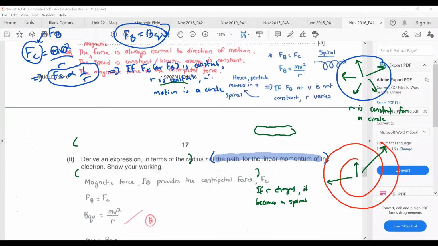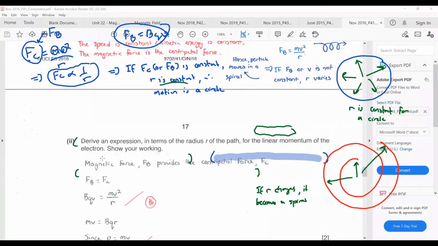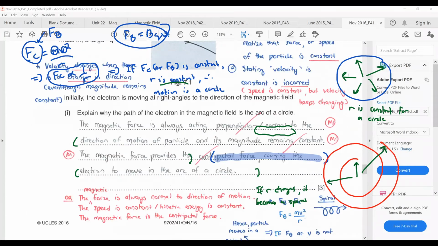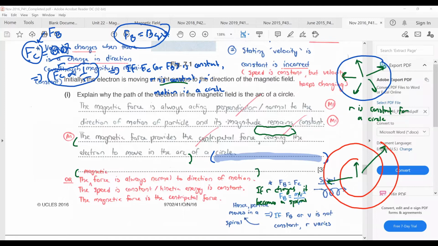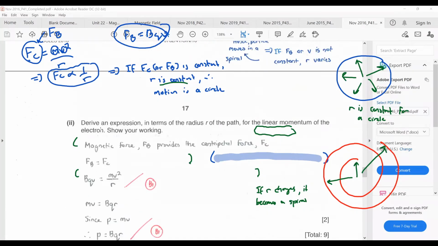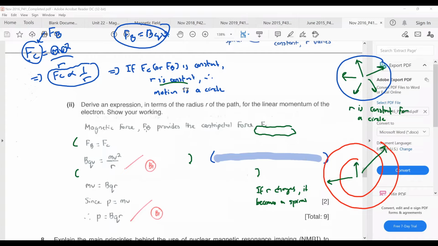Okay, then the other thing I'll just mention here is for part 2, they say derive an expression. If you guys haven't copied this, no worries. This one you can copy from Google Drive later. Okay, now for part 2, they just say derive an expression in terms of radius of the path for the linear momentum of the electron, show your working.